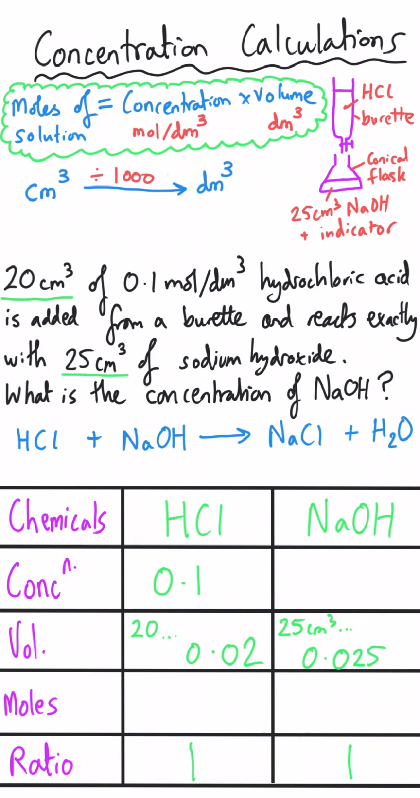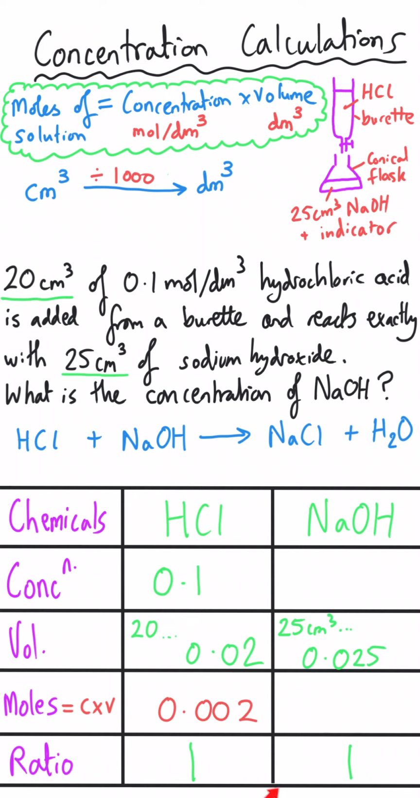And so now what we're left to do is actually the calculations. So moles, as we can see up at the top, is equal to concentration multiplied by volume. So 0.1 multiplied by 0.02, and that gets us 0.002 as our moles of HCl. Then we need to look at this reaction ratio.